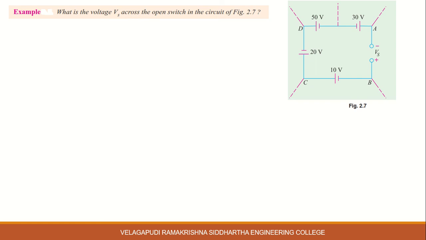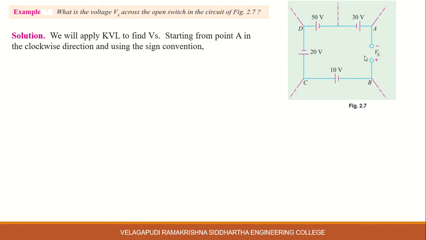What is the voltage Vs across the open switch circuit? Okay. So for this figure, what is the value of Vs? Now here we apply KVL. We will apply KVL to find the voltage source Vs, starting from node A to B, C, D and back to node A.